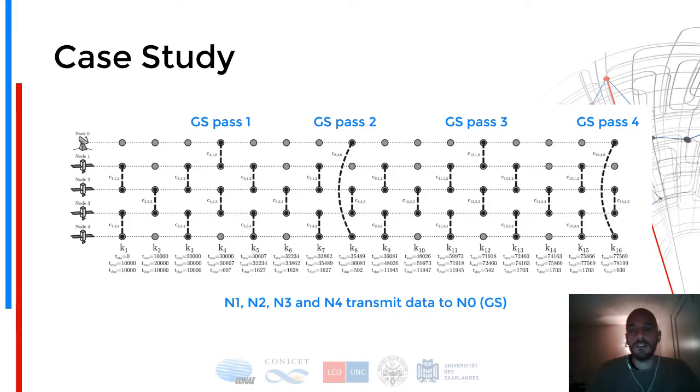I will briefly go through a case study, but I will leave a reference at the end if someone wants to take a look in more detail. This is an example topology with 4 satellites with intermittent connections between them, and sporadic connectivity with a ground station. We have 4 ground station passes here, and the 4 nodes, N1 to N4, want to transmit data to the ground station.